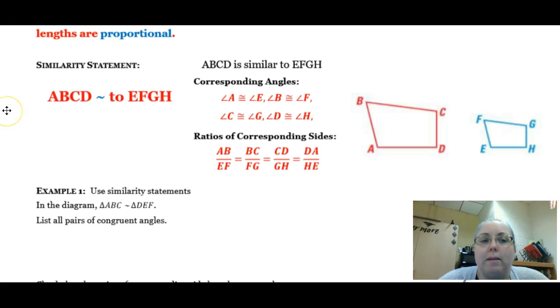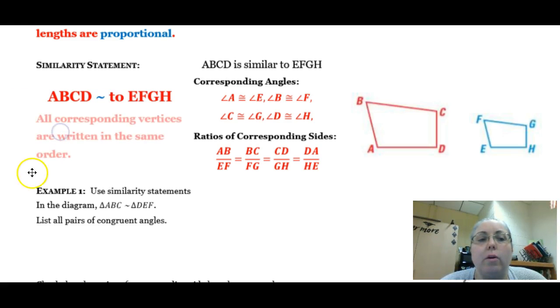So then I need to write my similarity statement. This little line right here, the squiggly line, that means similar. And notice that all the corresponding vertices are written in the same order. So A is congruent to E, B to F, and so forth. Just like in our congruent statement, your angles and sides have to line up.